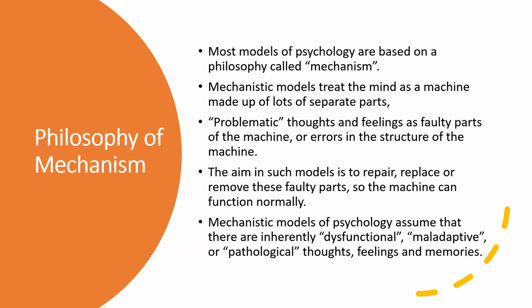Philosophy of mechanism. Most models of psychology are based on a philosophy called mechanism. Mechanistic models treat the mind as a machine made up of lots of separate parts, problematic thoughts and feelings as faulty parts of the machine or errors in the structure of the machine. The aim in such models is to repair, replace, or remove these faulty parts so the machine can function normally. Mechanistic models of psychology assume that there are inherently dysfunctional, maladaptive, or pathological thoughts, feelings, and memories.